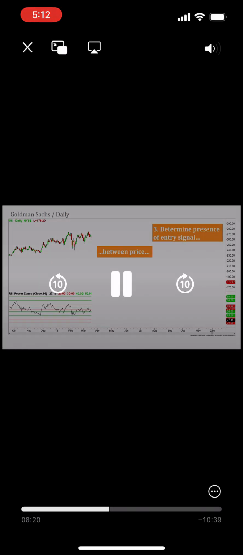You can see that the RSI power zones have been holding the bull support power zone, the two lower green lines. Step 3, determine the presence of an entry signal. Let's take a look at how price and then momentum are behaving. Price is making a higher high. But look at momentum. Momentum is making a lower high.